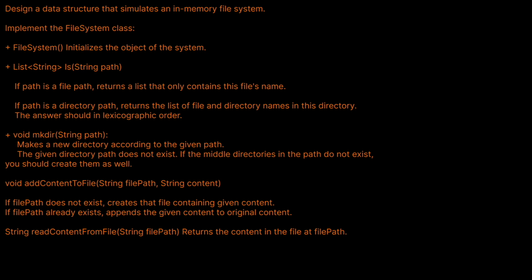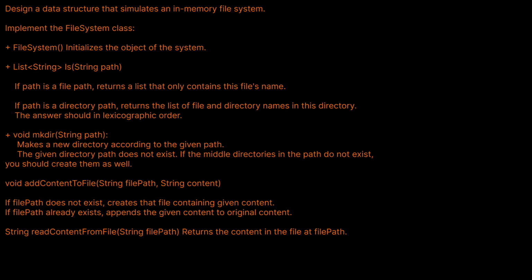We have a method called makeDirectory, mkdir, which makes a new directory according to the given path. The given directory path will not exist, and if the middle directories in the path don't exist, we should be creating them as well. We then have a method called addContentToFile, which takes a file path and content, and if the file path doesn't exist, we need to create that file containing the original content, and if the file path does exist, we need to append the given content to the original content that's already in the file.